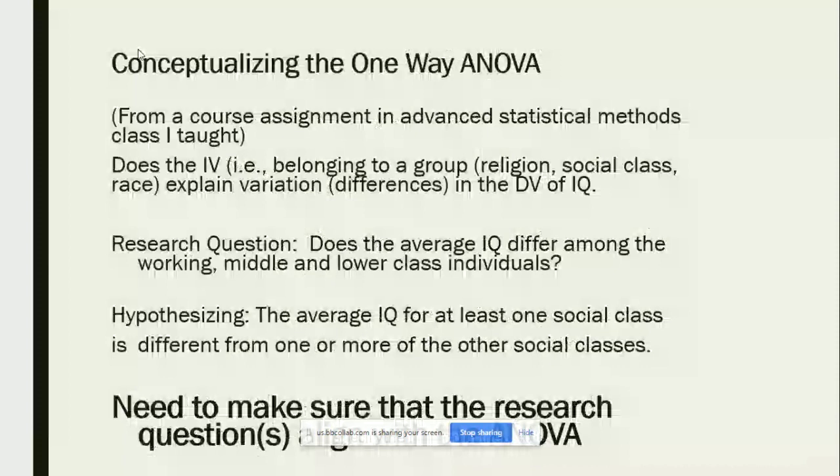So we can conceptualize this. This is from an actual course assignment in an advanced statistical methods class I taught. Does the independent variable belonging to a group, such as religion, social class, or race, explain the variations or the differences in the dependent variable of IQ?